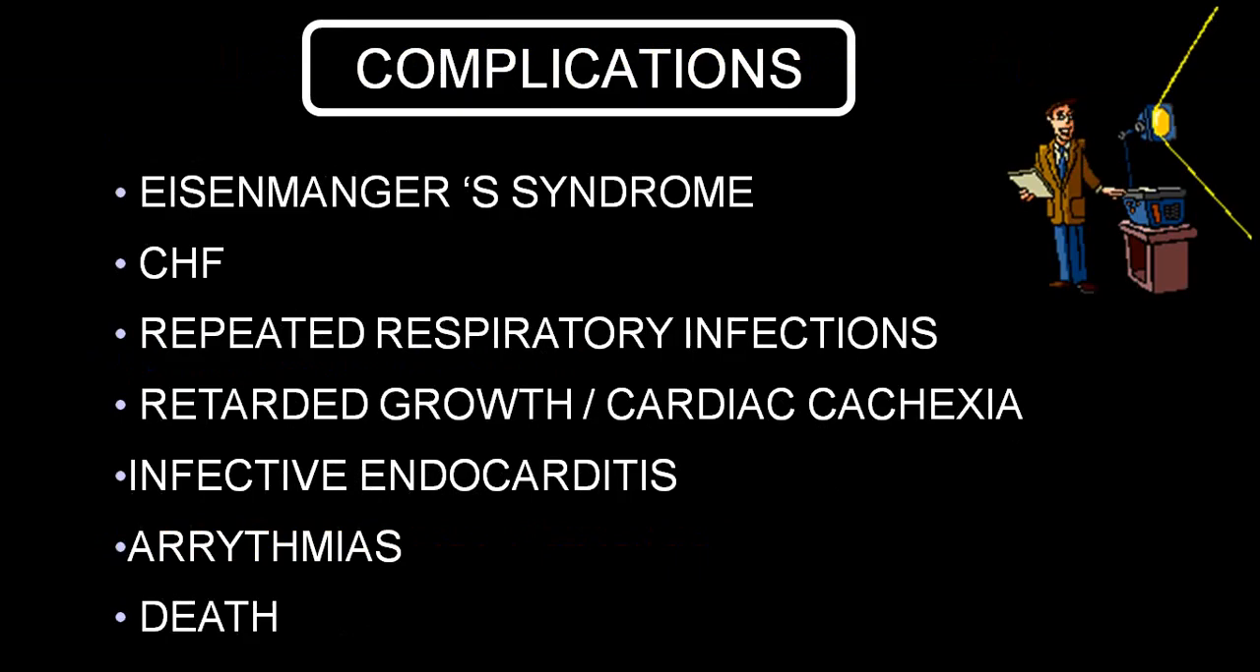There are a lot of complications which can be there, like Eisenmenger syndrome, congestive heart failure, repeated respiratory tract infection, retarded growth, cardiac cachexia, infective endocarditis, cardiac arrhythmias, and some of the severe congenital cyanotic heart disease can die very early if not diagnosed. In complicated congenital cyanotic heart disease, the death rate is very, very high.